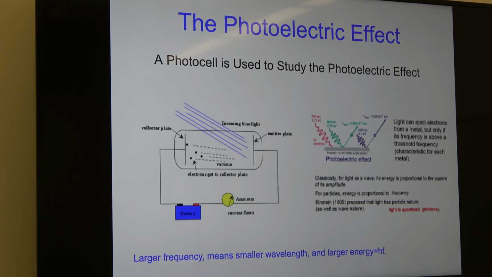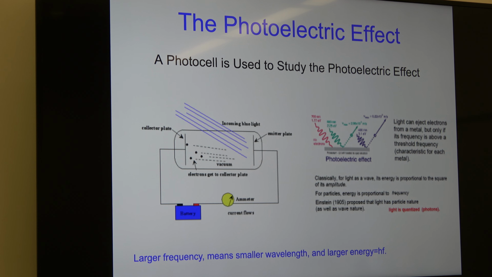But the effect on which this is based is called the photoelectric effect. It means that when you shine light of a particular wavelength, it has to be short enough, which means high energy enough, to eject electrons from the surface of a metal.